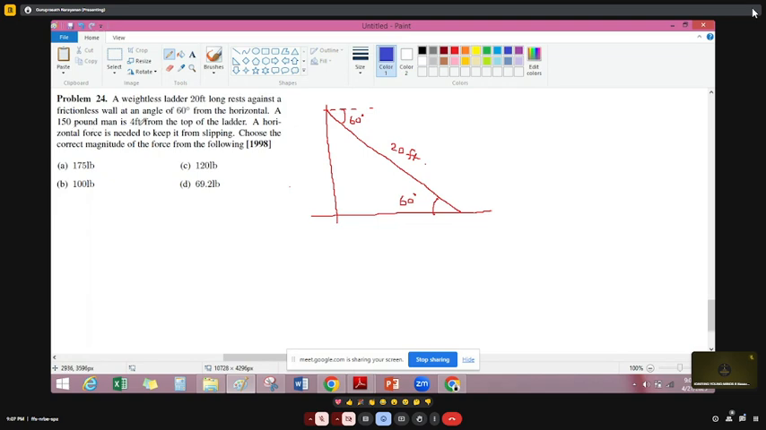A 150-pound man is 4 feet from the top of the ladder. So that means it's somewhere here. So this is 4 feet. So the man is standing here, which means it's going to put some load here. Horizontal force is needed to keep it from slipping. Choose the correct magnitude of the force. So when somebody is standing here, obviously the ladder will try to come this way. It will slide this way.